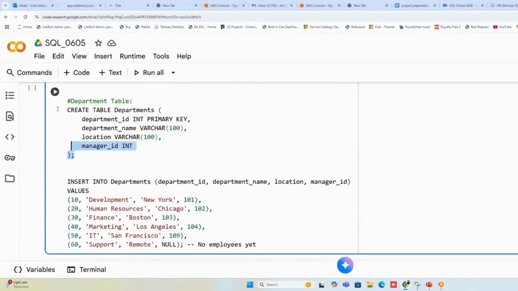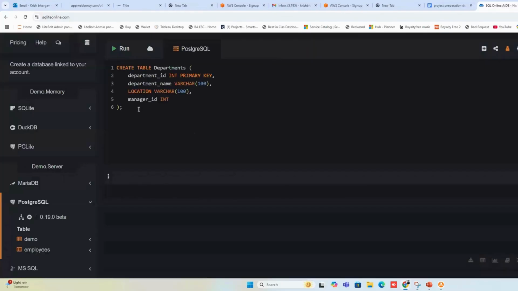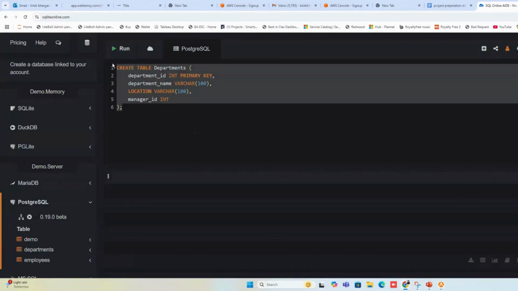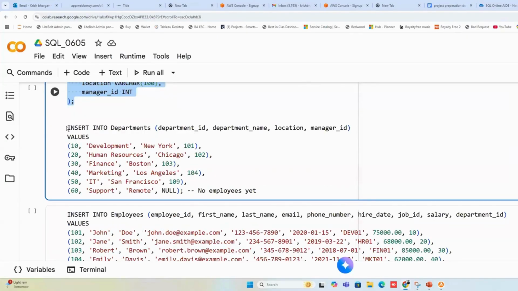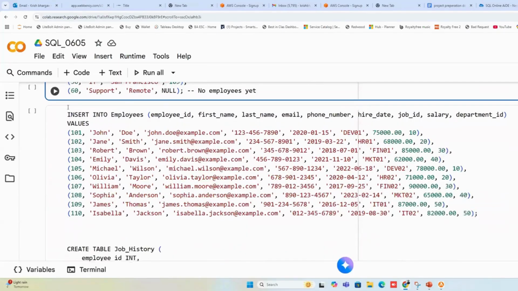Okay. I'm also going to create a department table as well. All right. So if I go back here, run this, same thing again, run this, I have a department table as well here. Both tables are created, but they are empty. So I need to insert data into these tables.